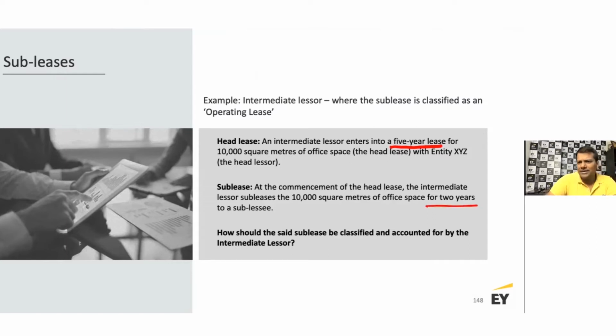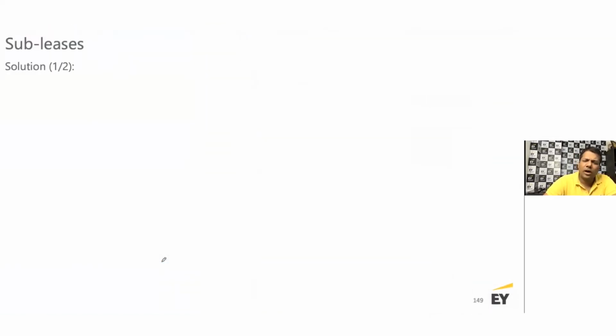So my original was 5 years and I am leasing it for 2 years, okay? At the commencement itself. That means, is this a substantial period? No, right? It's only 40%. 5 years was my original period and I'm leasing it for 2 years. So this in a way represents only 40% of the useful life which I'm entitled to. So that means it's not a finance lease. Looks like it's an operating lease, right? So now, if it's an operating lease, how do I deal with this?